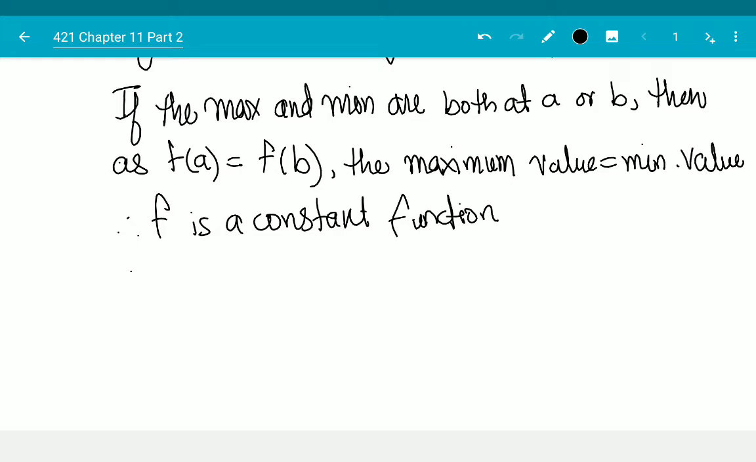And therefore, f prime of x is equal to 0 for every x in (a, b), right? Therefore, in either of the cases, I have found some x such that its derivative is 0. Okay?